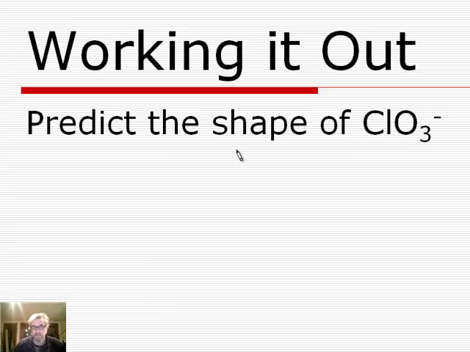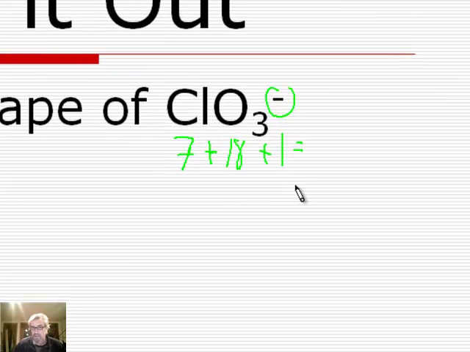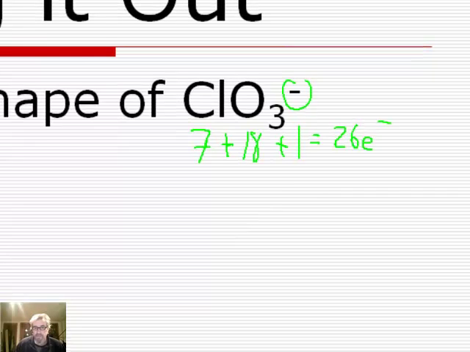Stop the video and try and predict the shape of ClO3 1-. Here's your answer. Chlorine is in column 7, so that gives you 7 electrons. Oxygen's in column 6. 3 of those would give you 18 electrons, but it's a 1- ion, so I have to add 1 more electron to the count. 7 and 18, it's 25 and 1, so I'm going to have 26 electrons in my structure.